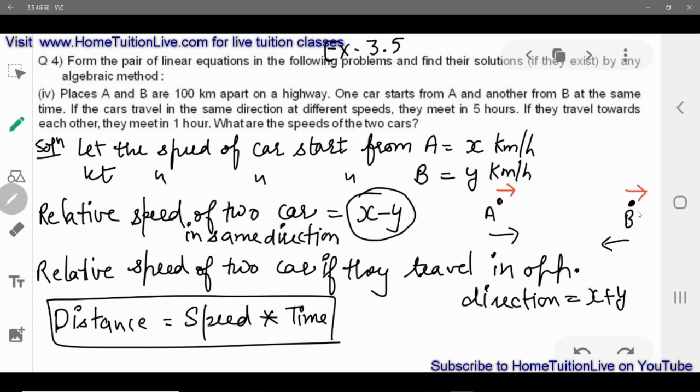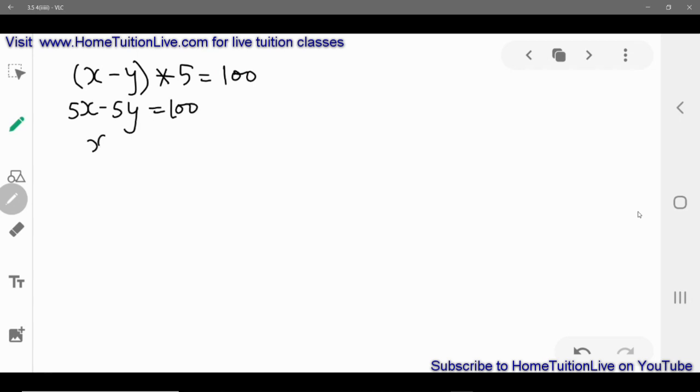Because the speeds are different, they meet in 5 hours. That is speed into time. Speed is x minus y and time is 5 hours. So (x minus y) into 5 is equal to distance, and distance is 100 km. So 5x minus 5y equals 100, or you can write x minus y is equal to 20. So this is our first equation.